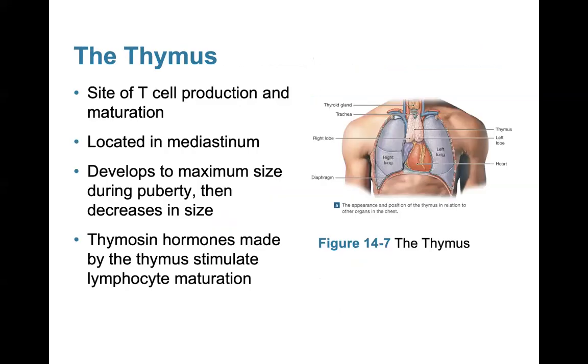Now the thymus is the site of T cell production and maturation. It's located in the mediastinum, which is your chest cavity. It develops to a maximum size during puberty, and then it starts to decrease in size.